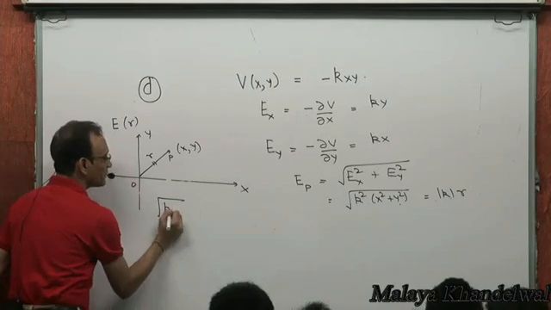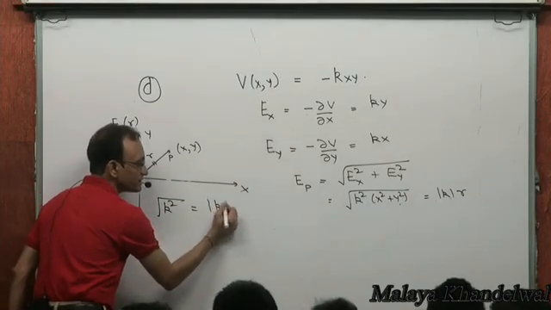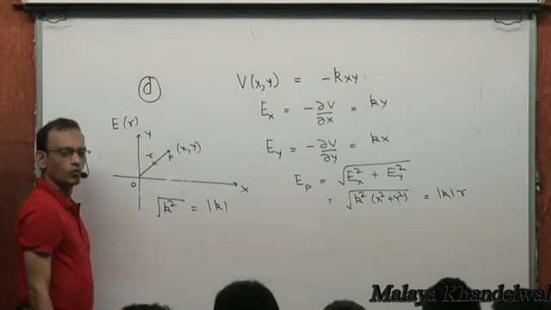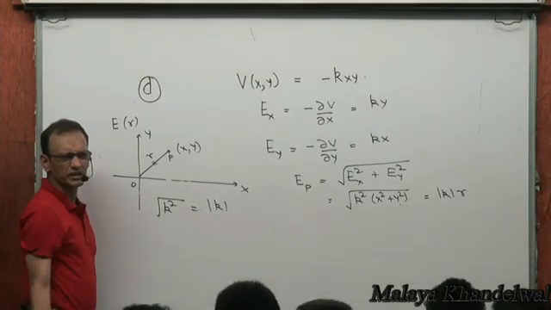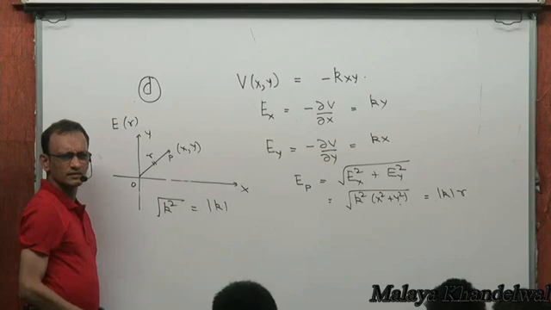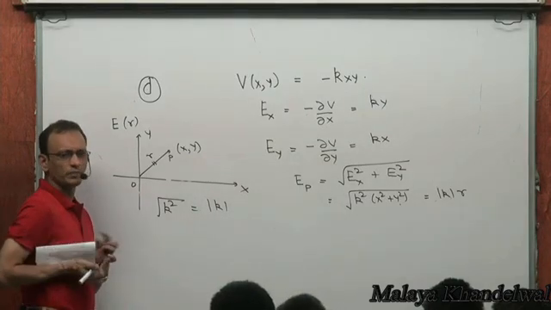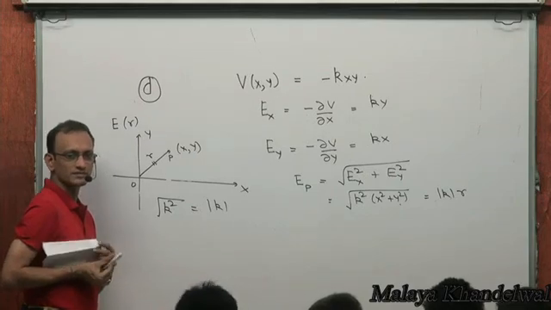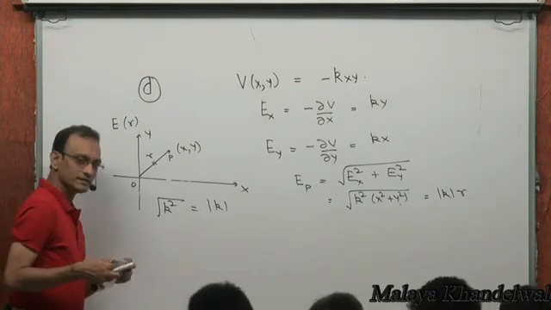Root k squared will always be mod k, isn't it? Where is it said that it has to be positive? This k is not 1 by 4 pi epsilon naught. This k is just some constant, right?